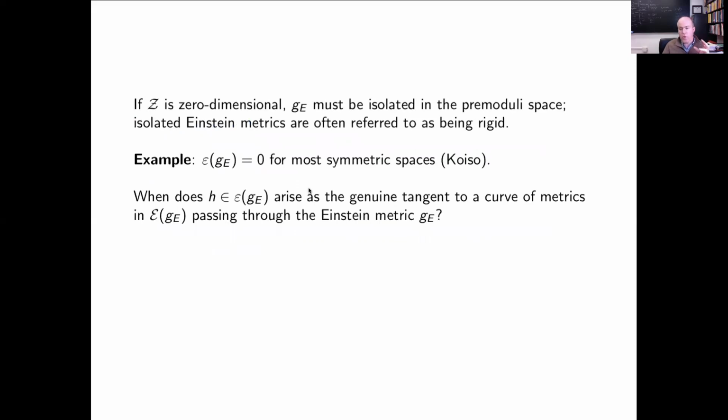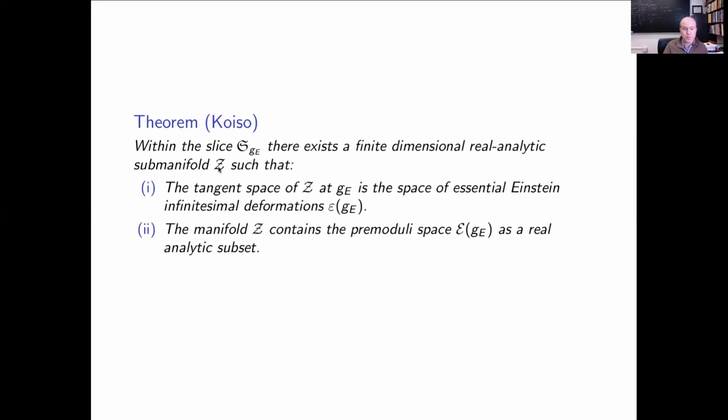Koiso then used this to show many examples of rigid Einstein metrics, for example most symmetric spaces. He explicitly computes this for large classes of symmetric spaces. And if this space of EIDs is 0, what this means is that the tangent space of Z vanishes, and the tangent space contains the pre-moduli space, so therefore the pre-moduli space is trivial, and so there are no deformations.